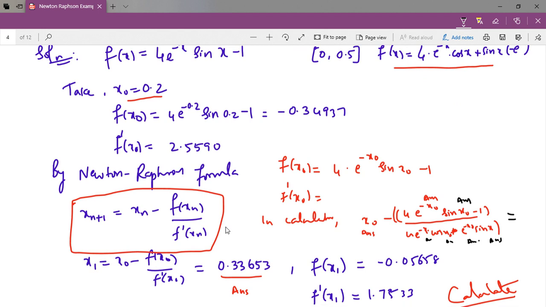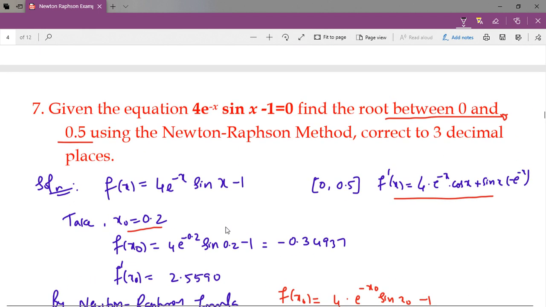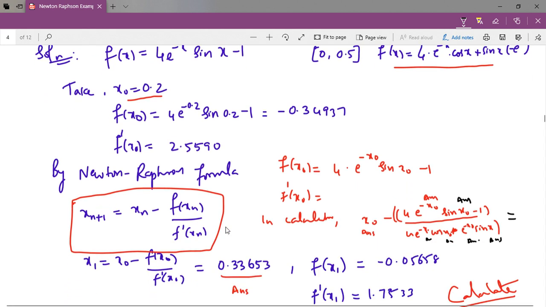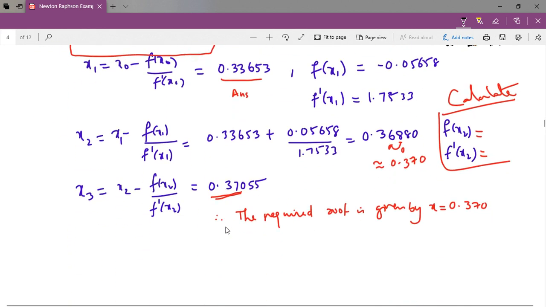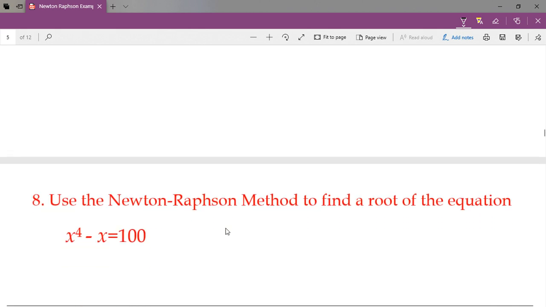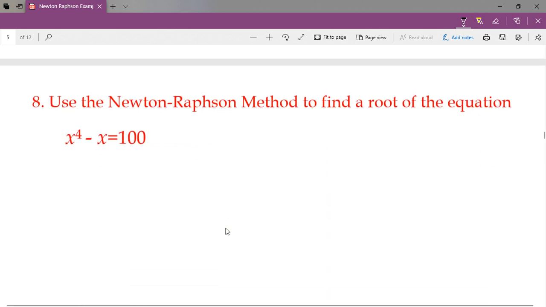So up to now we have completed 7 problems on the Newton-Raphson method. In the next class we are going to continue with the 8th problem, that is, use the Newton-Raphson method to find a root of the equation x power 4 minus x is equal to 100. Okay, so we shall continue in the next class. Thank you.